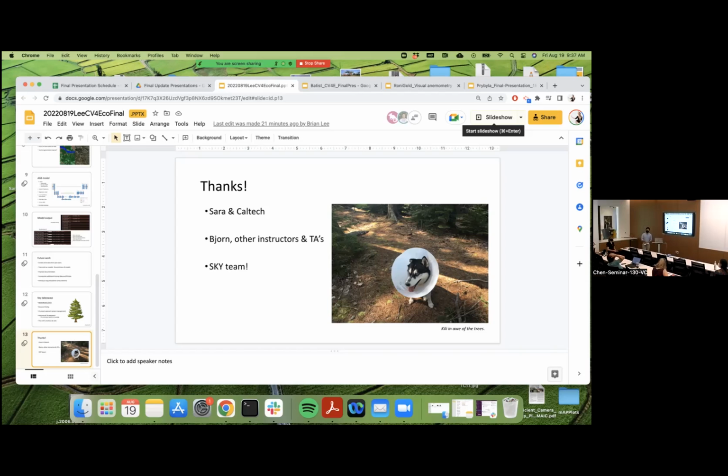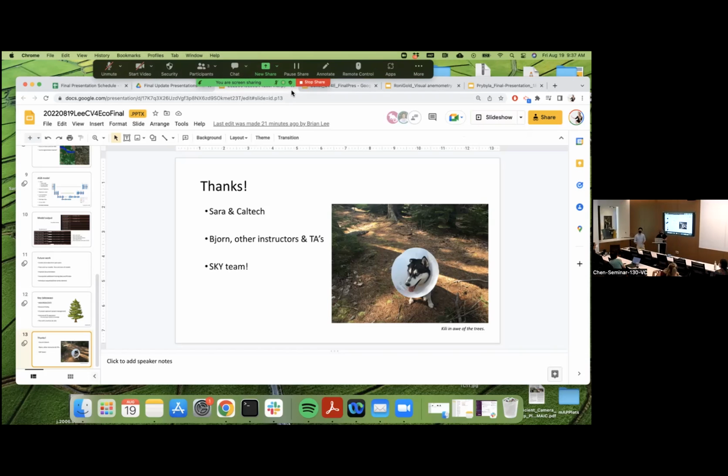I just wanted to know, how much of a pain is it to get your tiles from different satellites to overlap? Is that awful? I assume that's awful. Yes and no. Luckily, Google Earth Engine is like God's gift to mankind.